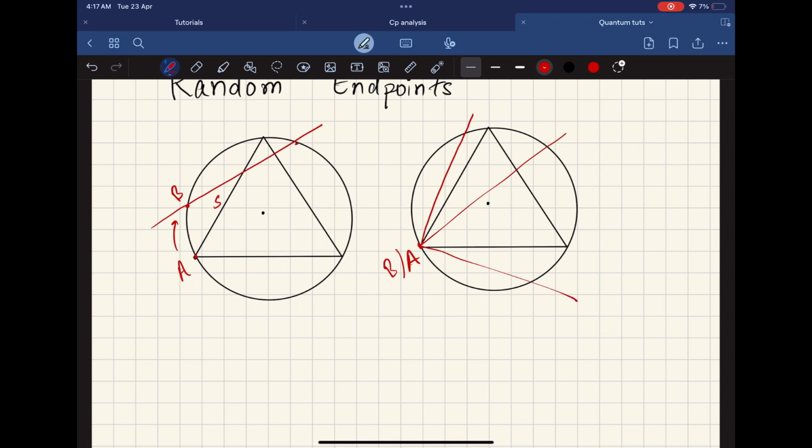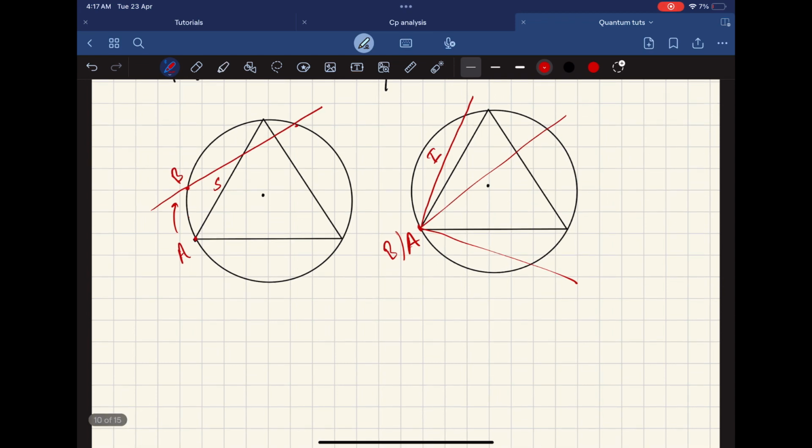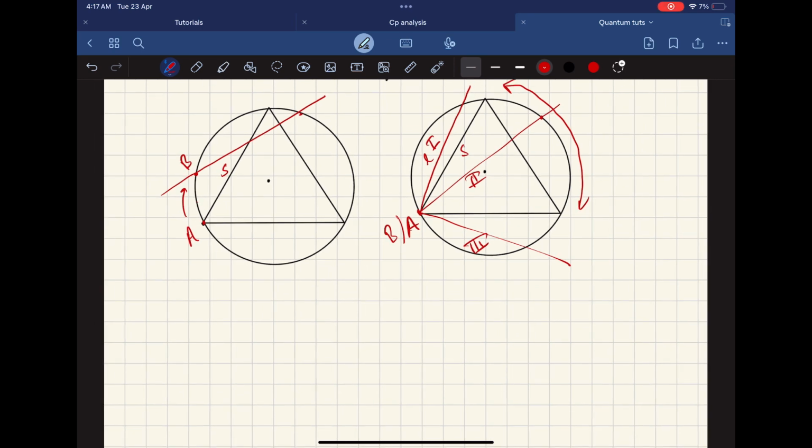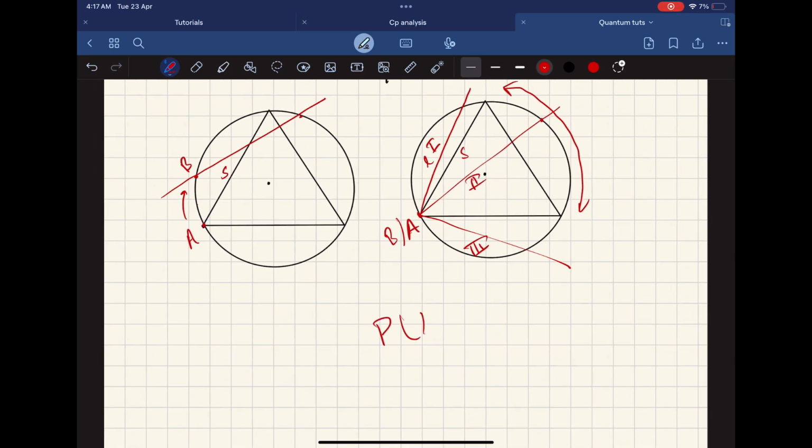Let's discuss these three cases. For case 1, we can say that the length of the chord is less than the triangle side S. For case 2, when our endpoint is in this arc, the length of the chord is greater than our side S. And case 3 is equivalent to case 1. So very clearly we can write that the probability that L is greater than S is equal to the length of this arc upon the total length of the circle. So that comes out to be 1 by 3.